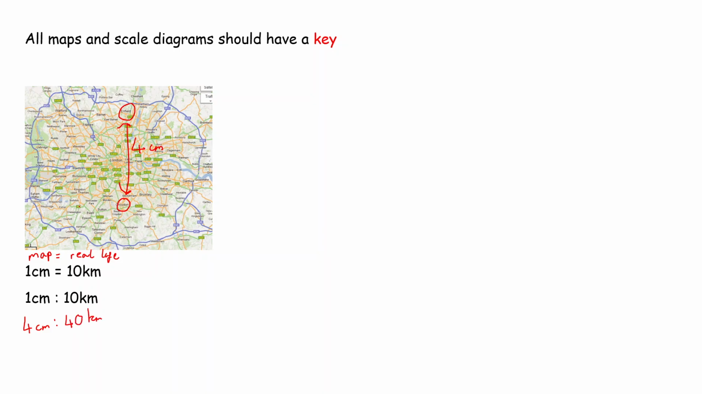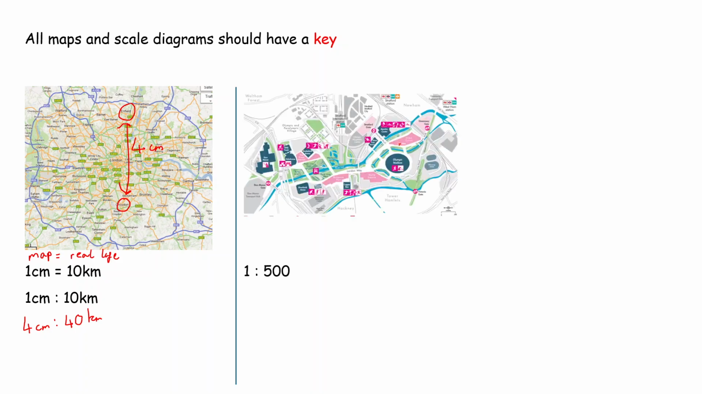I've made that length up, so it's probably not going to be true at all. But if that was 4 centimeters, then you would say between Enfield and Croydon in real life would be 40 kilometers. So it's nice. If you get the first number to be 1, you can just upscale really easily. Now, a second kind of ratio, you might be given a map like this, and you might just be given this 1 to 500.